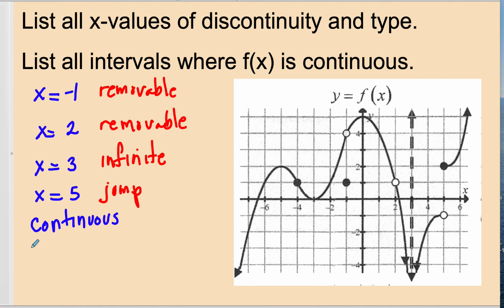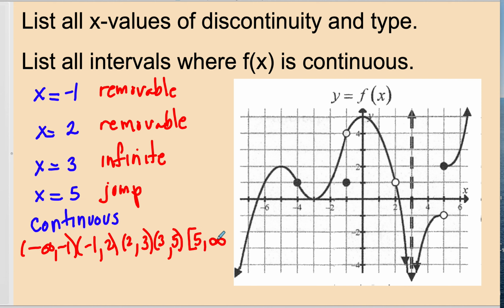So where is it continuous? Well, it's continuous from negative infinity to negative 1, not including negative 1. Negative 1 to 2, don't include 2. 2 to 3, don't include 3. 3 to 5, and we're not going to include 5 in this interval from 3 to 5, but we are going to include the 5 when we go from 5 to infinity. So this is closed because this right here is included.